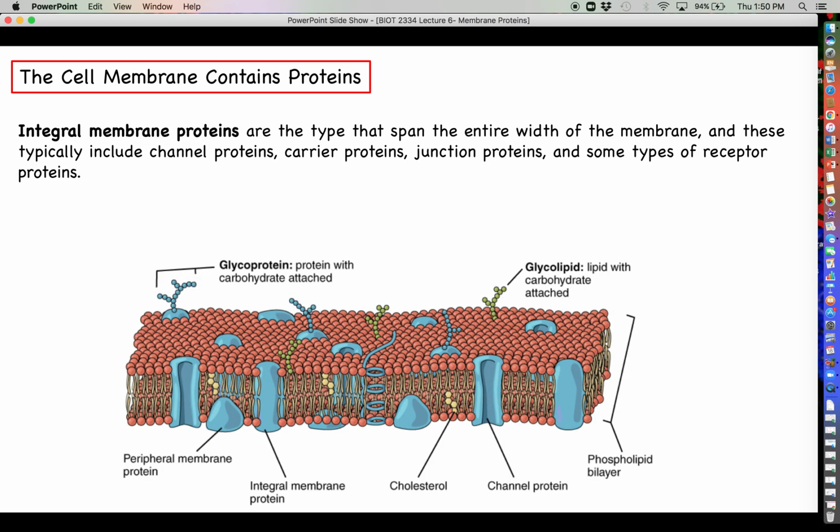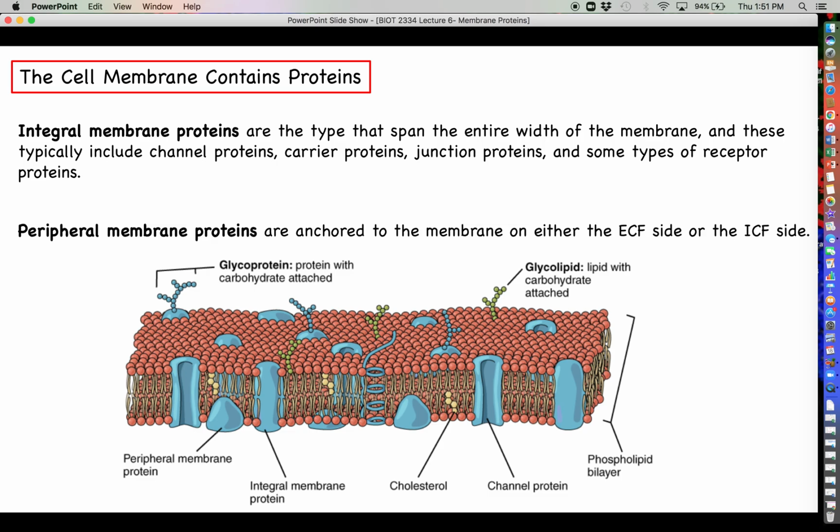So as far as membrane proteins go, there are two major varieties. There are integral membrane proteins, the type that tend to span the entire width of the membrane and are actually anchored within the interior of the phospholipid bilayer. These typically are going to include your channel proteins, your carrier proteins, junction proteins, and also some types of receptor proteins.